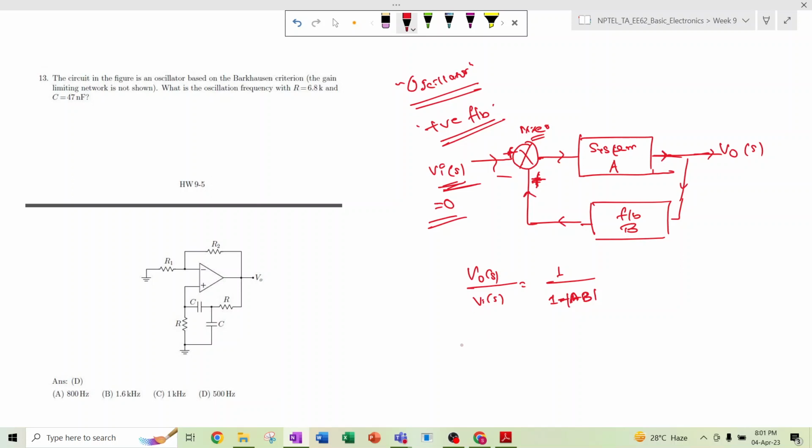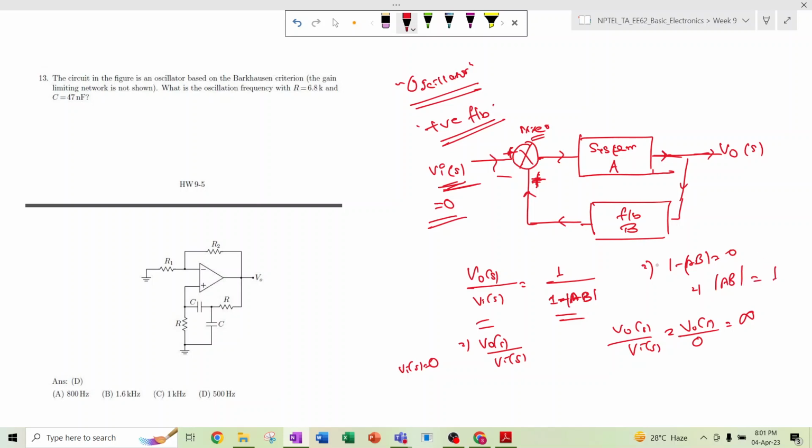Now as the oscillator starts to oscillate without the input, that means Vi(s) is equal to 0. So Vo(s) divided by Vi(s) becomes Vo(s) divided by 0, that means infinite. So it starts to oscillate. If we put Vi(s) equal to 0 and equate this equation, then we get 1 minus mod AB is equal to 0, that means mod of AB is equal to 1. So this is the basic concept.